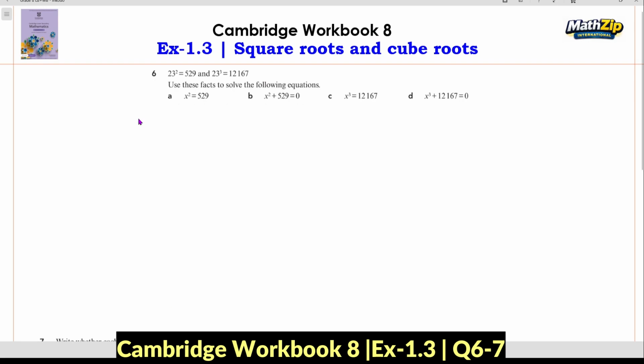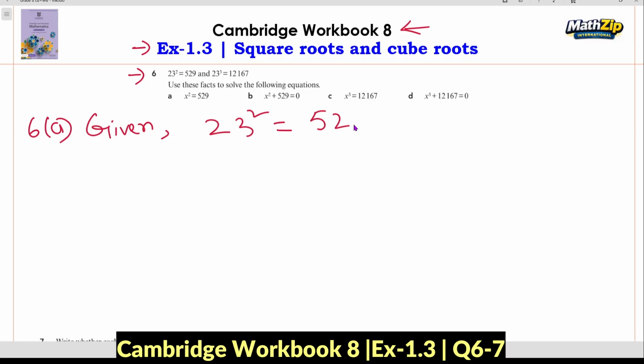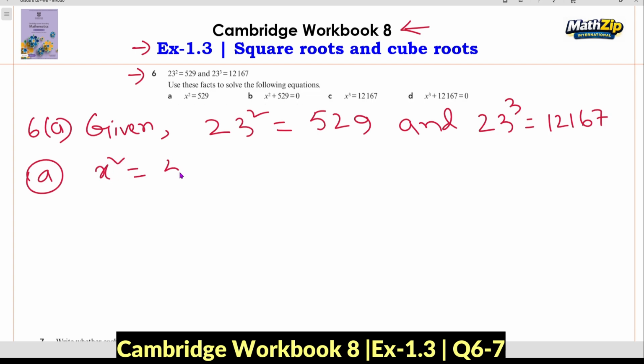Starting exercise 1.3 question 6. We are following Cambridge Workbook 8. 6a, here is given 23 square equals 529 and 23 cube equals 12167. Number A, x square equals 529.